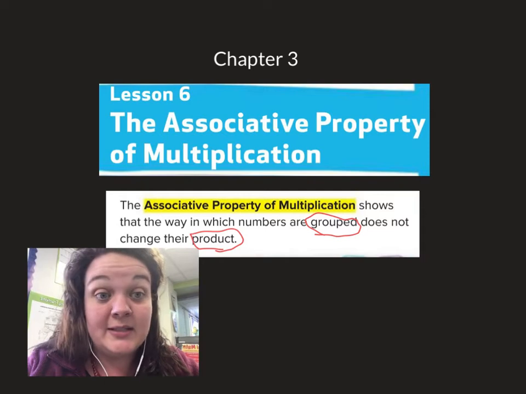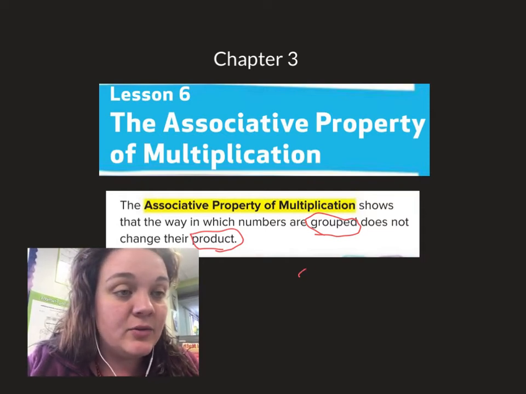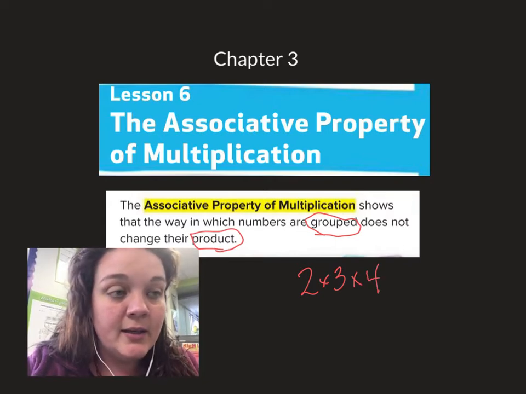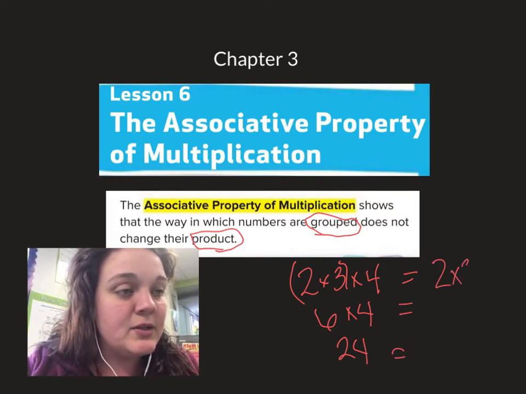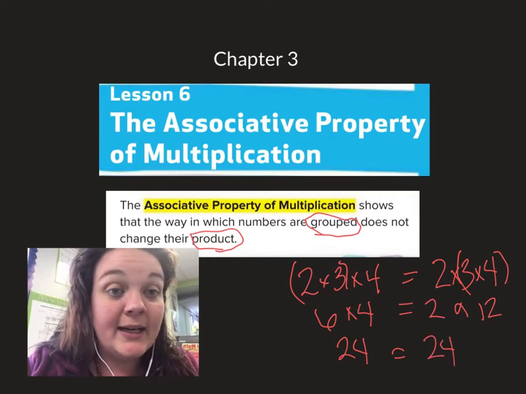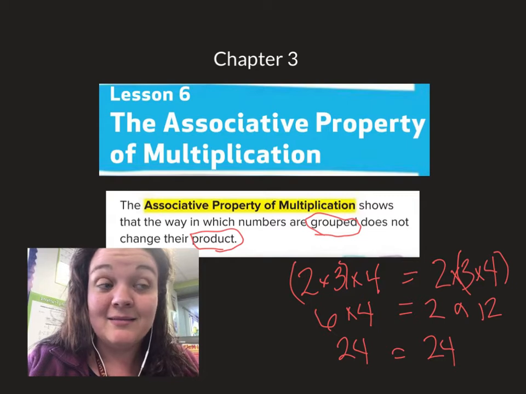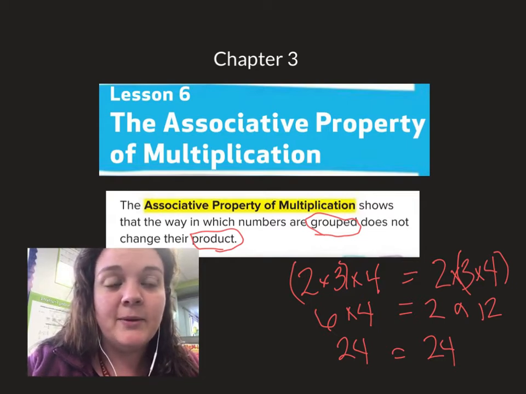So what this one, just like addition, says is if I do 2 times 3 times 4, it would be the same. Like let's say I wanted to do 2 times 3 is 6. 6 times 4 is 24. It would be the same as if I did 2 times 3 times 4 and chose to do 3 times 4 first, which is 12 times 2. 12 times 2 is 24. I get the same product, right? Product's the answer to a multiplication problem.